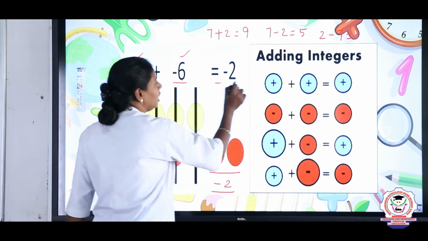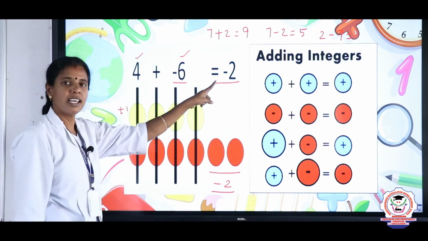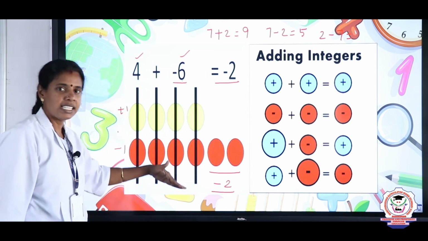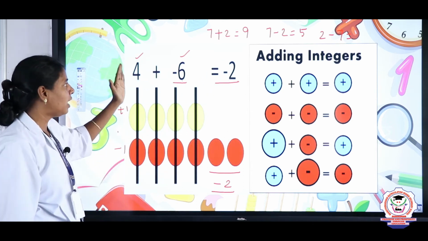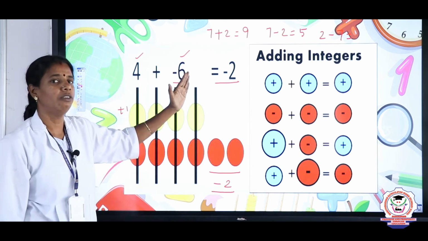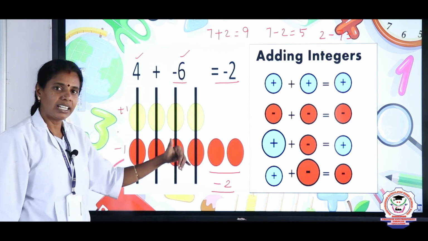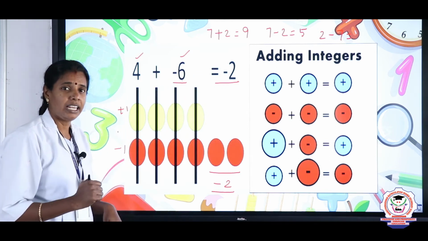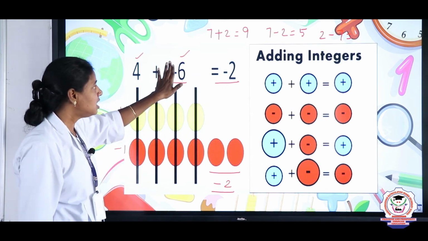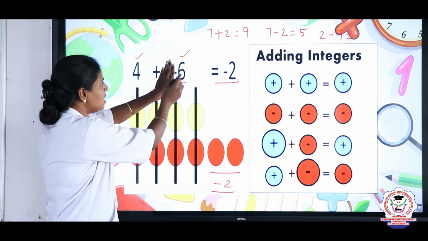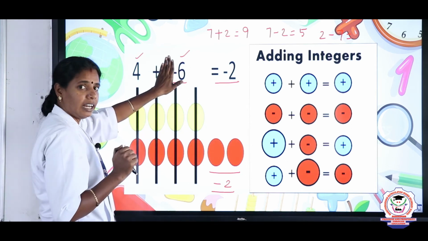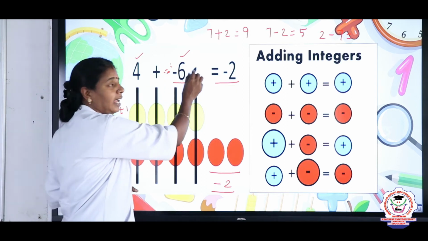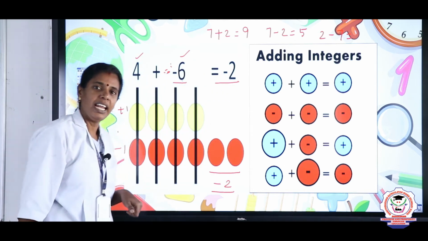So, which is given here, 4 plus minus 6 is minus 2. Is it clear how we got the answer for integers? One is positive and one is negative. We need to subtract here, and the answer will be negative. When will the answer be negative? Without considering the sign, if you see 4 and 6, which is greater? 6 is greater. So, the sign of 6 is negative, so the answer also will be negative.